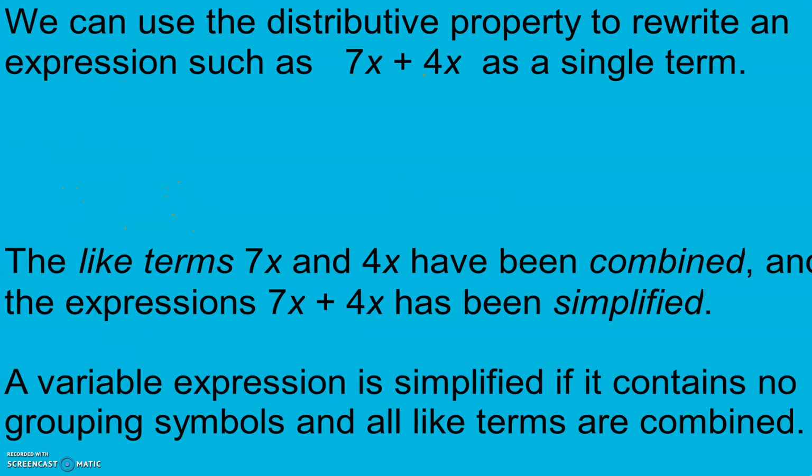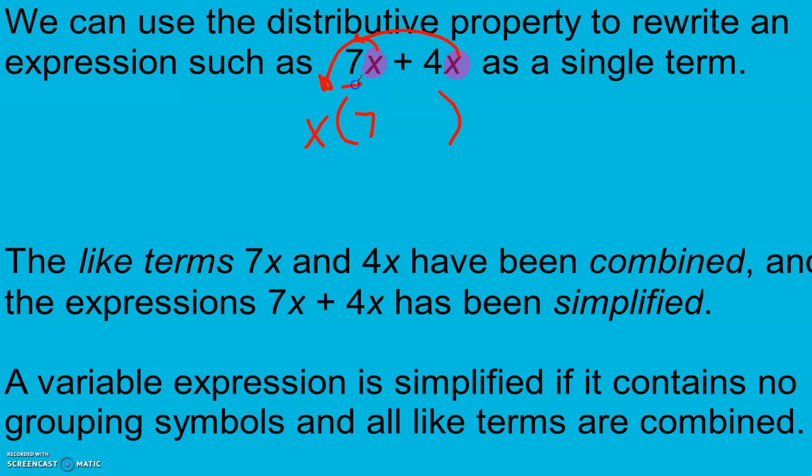We can use the distributive property to rewrite an expression such as 7x plus 4x as a single term. So it's kind of like using the distributive property backwards. I can take my x that's common, and I undo the multiplication. I take that out. So it's like I loop it back out of both pieces.